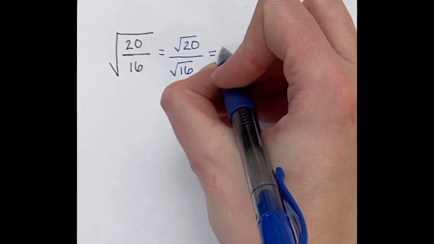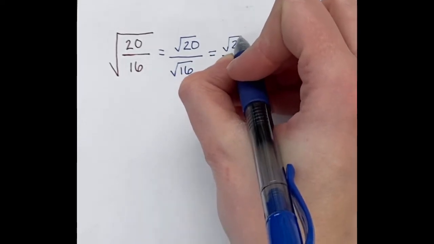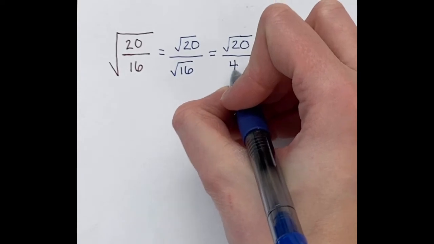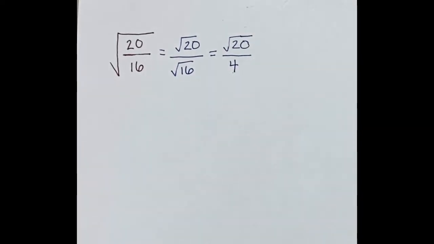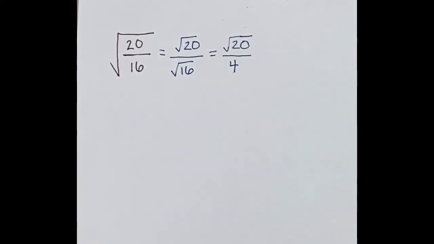For now, I'm going to just leave radical 20 as radical 20. But I know what the square root of 16 is. The square root of 16 is 4. Be careful that the 4 does not go under a radical. It is not radical 4, it is just a plain 4. So now when I look at this, I'm going to ask myself, okay, I don't have a radical in the denominator, which is good. We don't want that, which Mrs. Sullivan will talk about in a minute.